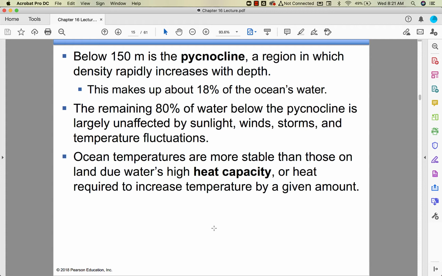Ocean temperatures tend to be more stable than those on land because water has a high heat capacity. So if you've ever been to the beach in October, it's chilly out on the beach, but it's a lot warmer in the water. The reverse is true also.